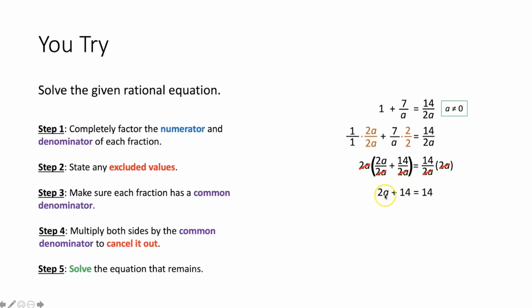We start with anything added or subtracted to our variable. So how do I get rid of this plus 14? I subtract 14 from both sides. I get 2a is equal to 0. I then divide both sides by 2. I get a is equal to 0. That's my answer. Remember to make sure that your solution is not included in your excluded values.